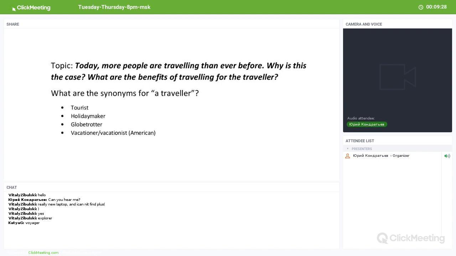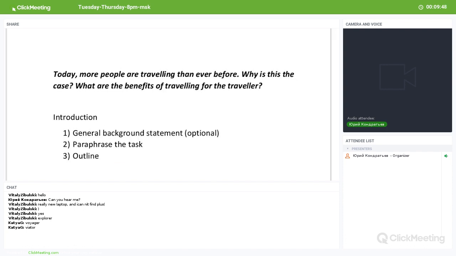Here are my examples. You can say tourist, holidaymaker, globetrotter, and vacationer or vacationist, but it's American. Okay, right.